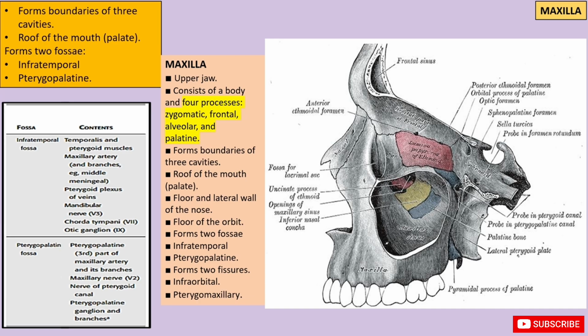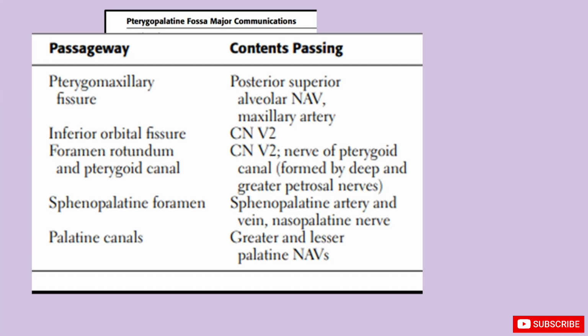Now here in the infratemporal fossa and pterygopalatine fossa, the most important thing you should remember is the contents of them. Boundaries are not asked in the exam. And the pterygopalatine fossa and the major communications. Here also we can just remember the direction of them, like lateral, anterior, posterior, superior, medial, inferior, and what are the contents passing through them. Passageway and the space is not important.